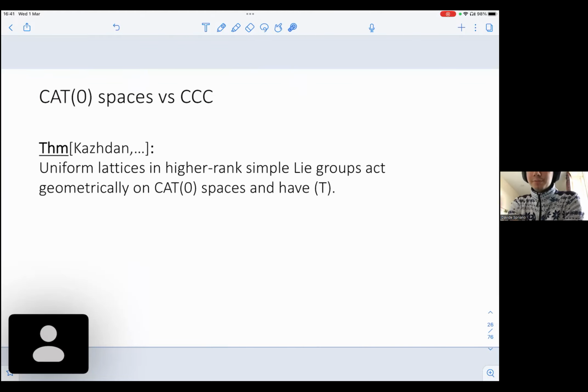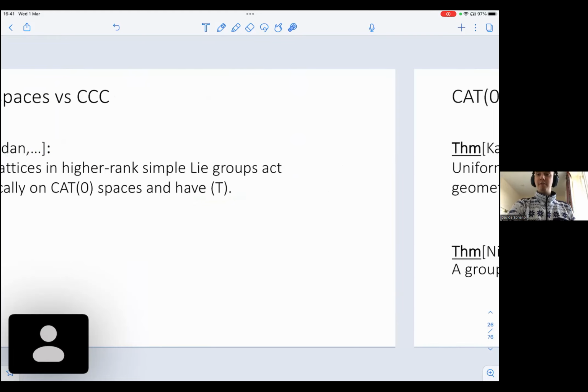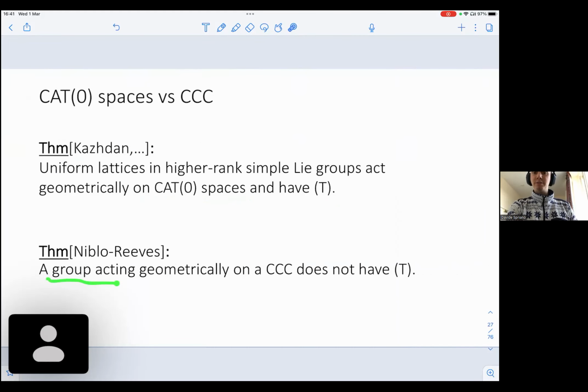Well, yes. There is a theorem of many people, starting from Kazhdan and then filling in several cases, that uniform lattices in higher rank simple Lie groups act geometrically on Cat0 spaces and have property T. But it is a theorem of Niblo and Reeves that a group acting geometrically on a Cat0 cube complex does not have property T. So uniform lattices in higher rank simple Lie groups are a very natural, very rich class of examples that live in the world of Cat0 spaces, but do not live in the world of cube complexes.